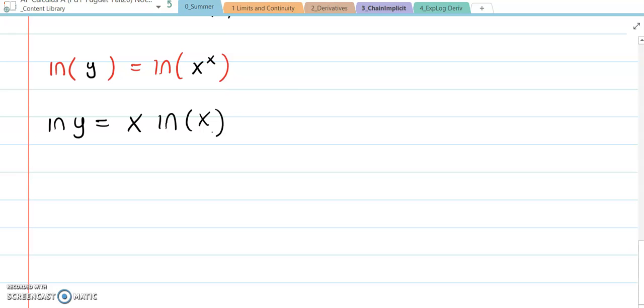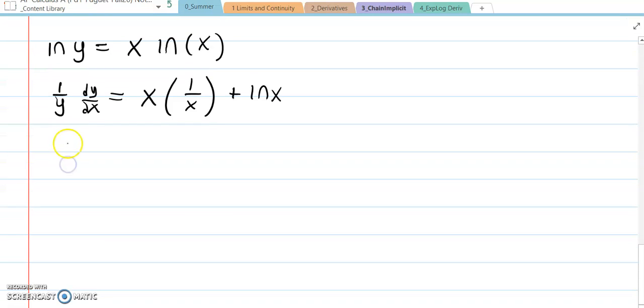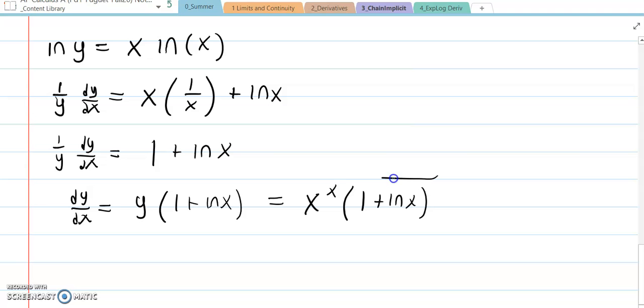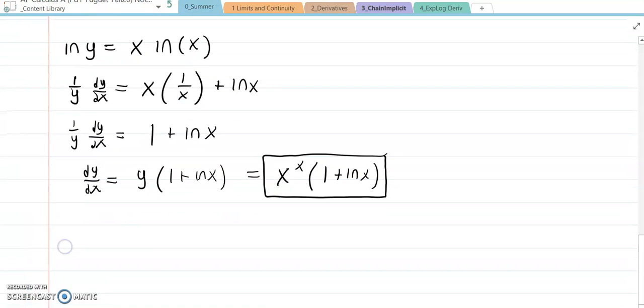So this now allows me to be able to go ahead and take the derivative. So let's do that. This is actually going to be a product rule. So x times, so left times derivative of right, plus right times derivative of left. I'll keep simplifying this just a little further. So this is going to become 1 plus natural log of x. We're going to multiply both sides by y. Remember that y is x to the x. So we're going to get this as our final answer here. So this is going to be our final answer to the question.